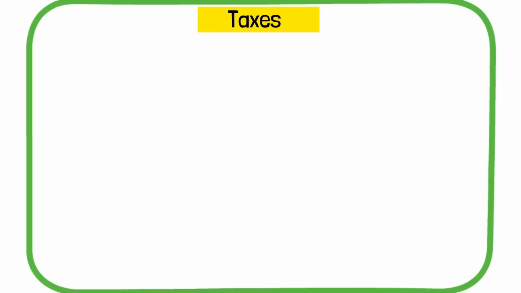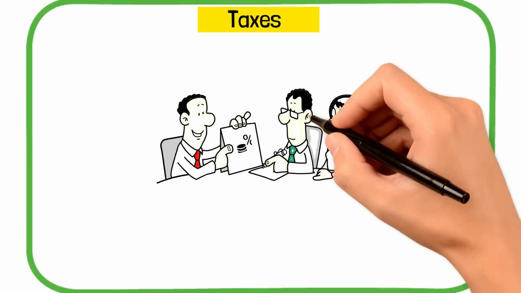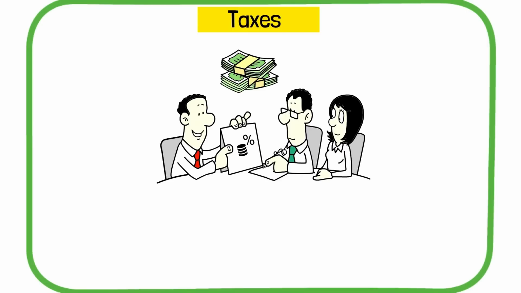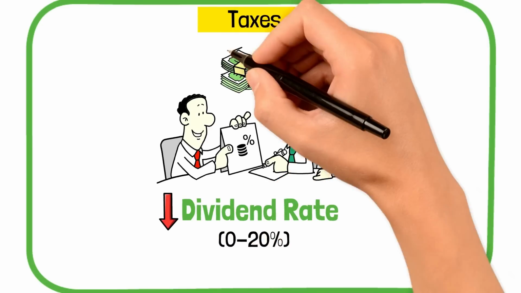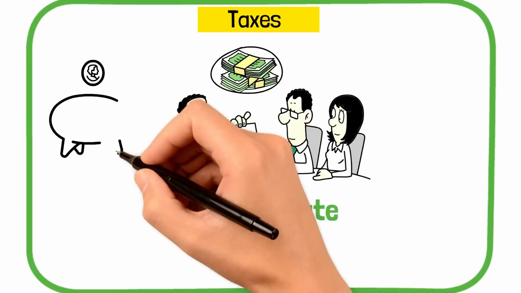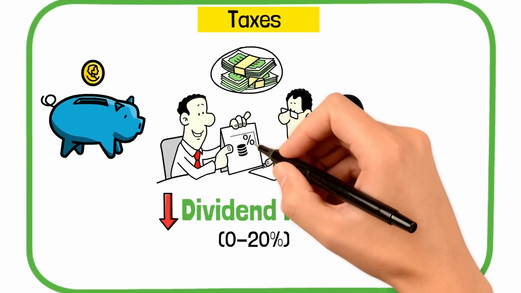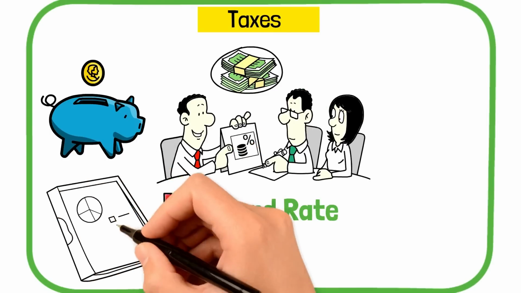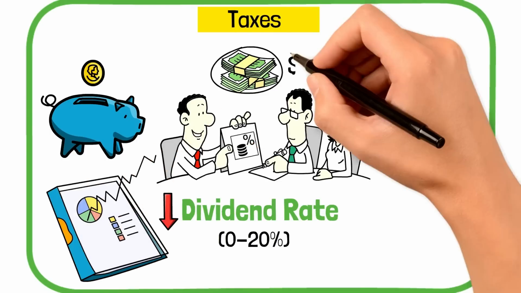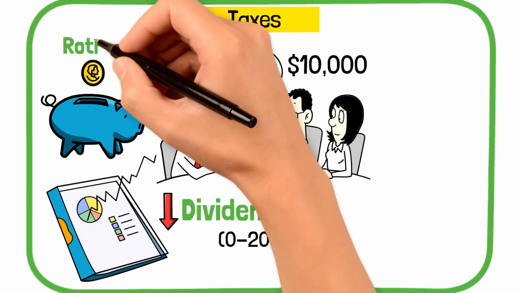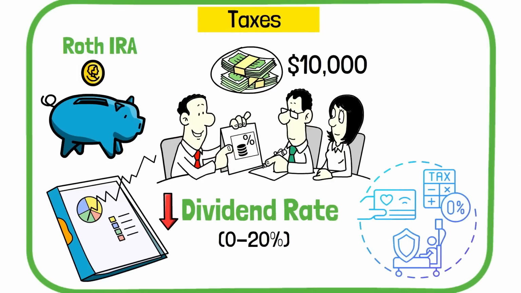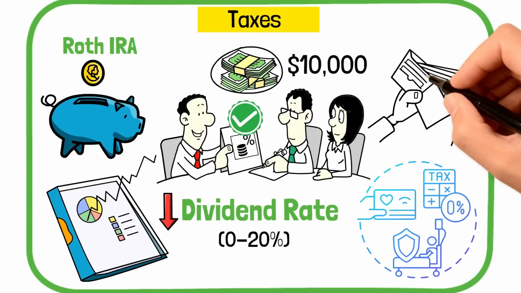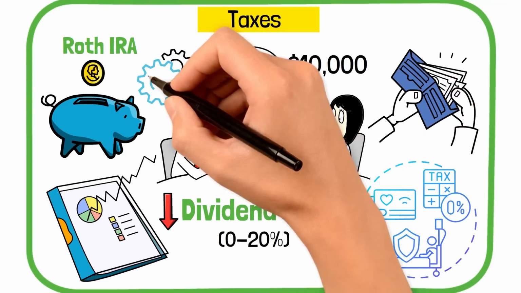Taxes are another factor to consider. Dividends are typically taxable, either as ordinary income or at the lower qualified dividend rate, 0 to 20%, depending on your income. If you hold your stocks in a tax-advantaged account like an IRA, you can defer taxes, allowing your portfolio to grow faster. With $10,000, a Roth IRA could be a smart choice, as qualified withdrawals are tax-free. Check with a tax advisor to see what's best for your situation, but know that taxes can eat into your income if you're not strategic.